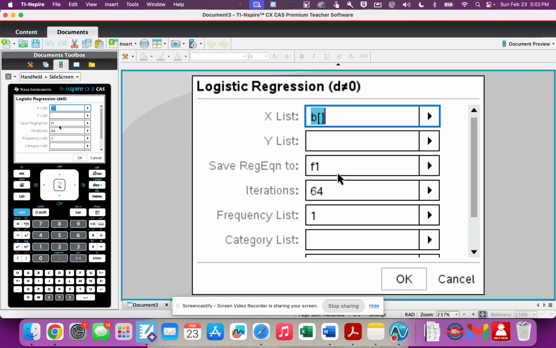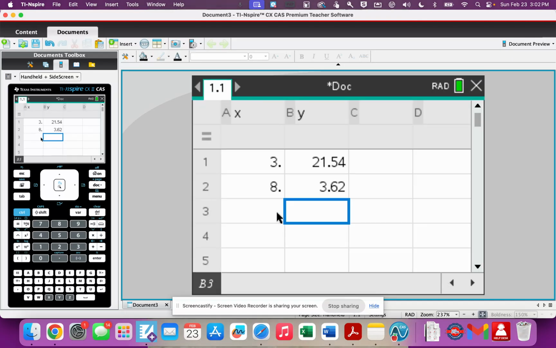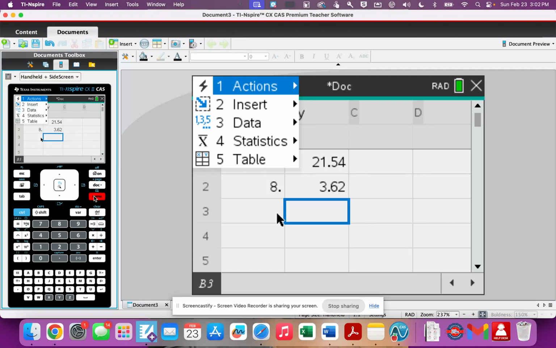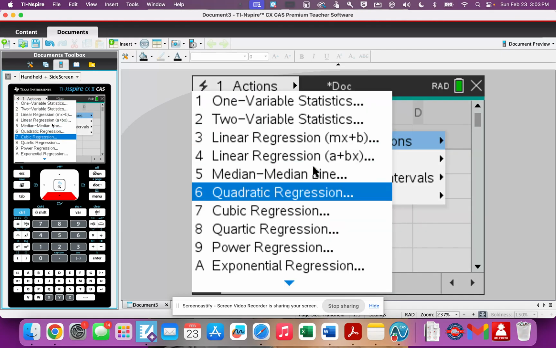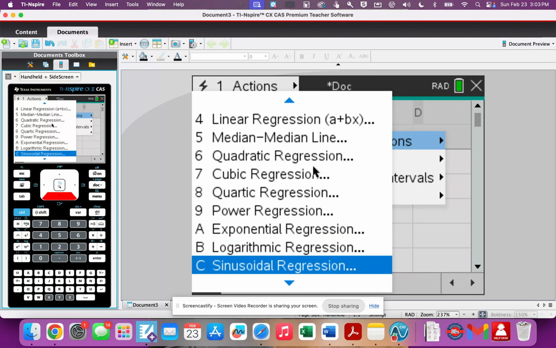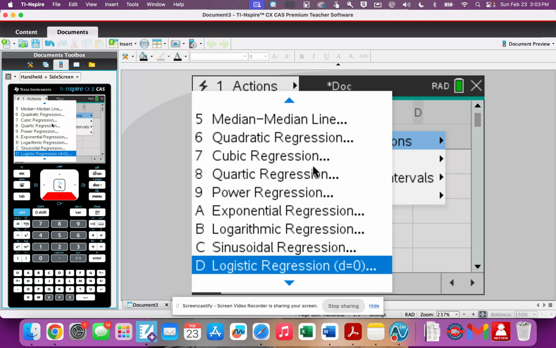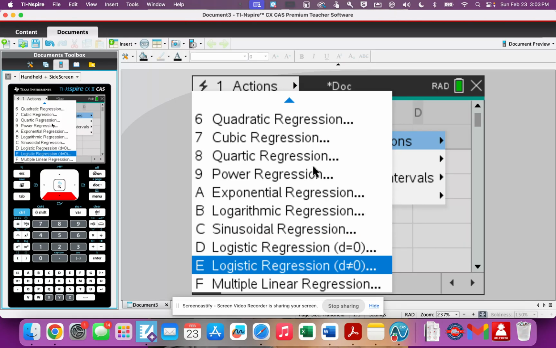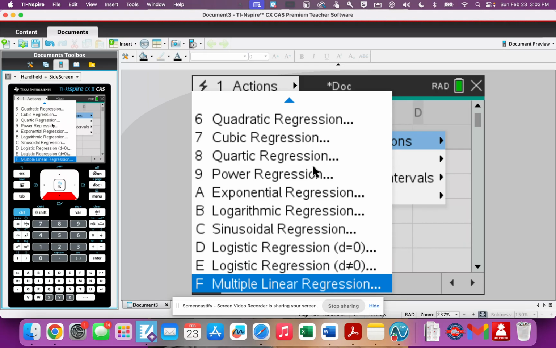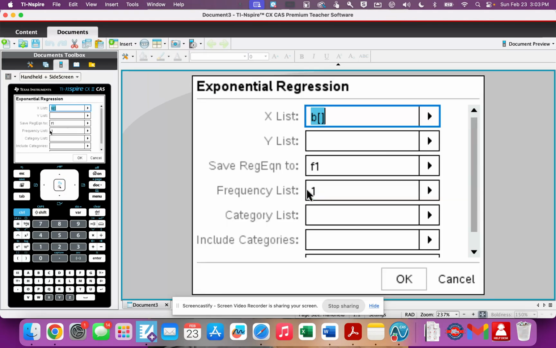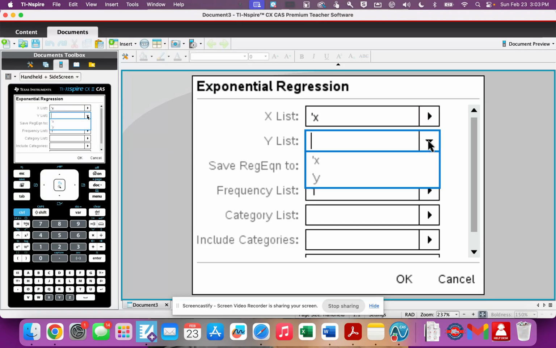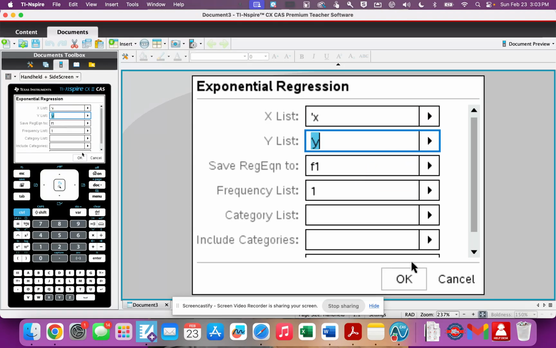Oop, that was not what I wanted. Cancel. I was trying to see what else was on there. So statistics. So we have logarithmic and sinusoidal and logistic. Oh, goodness. Just wanted to see what else was on there. So exponential regression, most definitely. And again, your first variable is your x. Your second variable is your y.